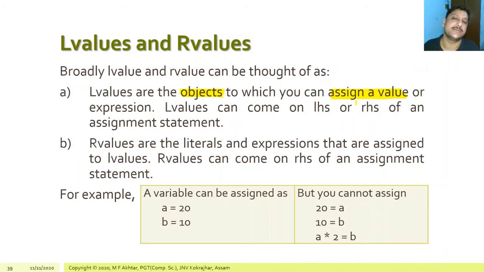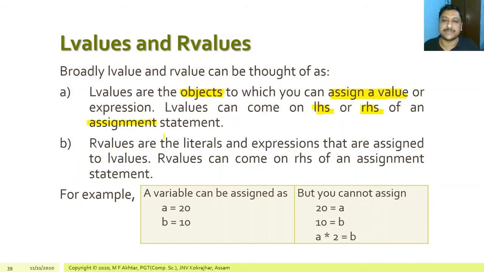This becomes an L value. L values come on the LHS and sometimes on the RHS also. LHS means left hand side and R means right hand side. Okay, L values can come on both sides, left side and right hand side also. L value of an assignment statement.